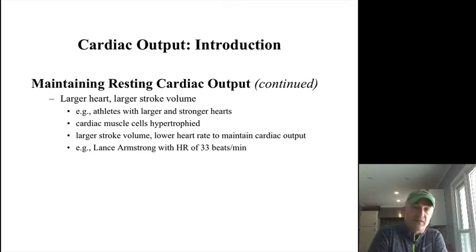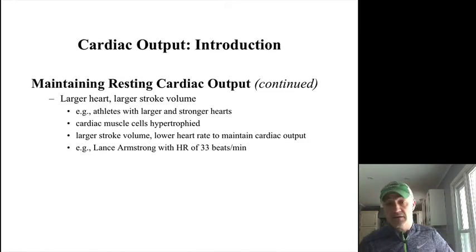The other thing we can see is that with endurance training, you can get increased strength as well as volume of the heart, and that can allow very, very low heart rates to support a resting cardiac output. Lance Armstrong is an example they gave in the book here, with a resting heart rate of 33 beats a minute. Myself, I have a resting heart rate somewhere around 48 to 50 beats a minute, which is lower than the average of 60 beats a minute for the low end. So with more training, you get a larger volume and more strength. The heart can do more with each beat, a larger stroke volume, so you don't need as many beats to maintain a particular cardiac output.